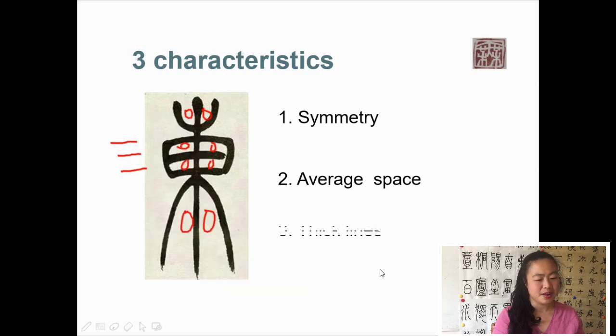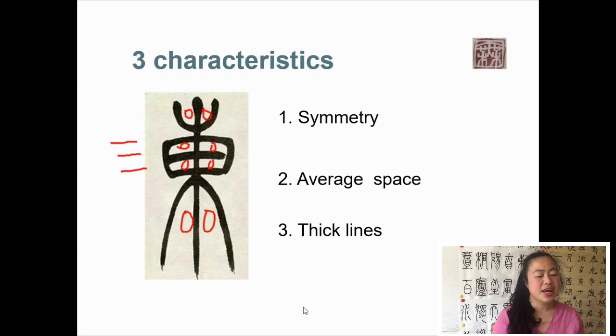we go to the third one, thick lines. If you don't know what thick lines are, compare the black part and the red part. The red part is thinner and the black part is thicker. And you will understand more what is thick and what is thin when in the future we learn other calligraphy books.